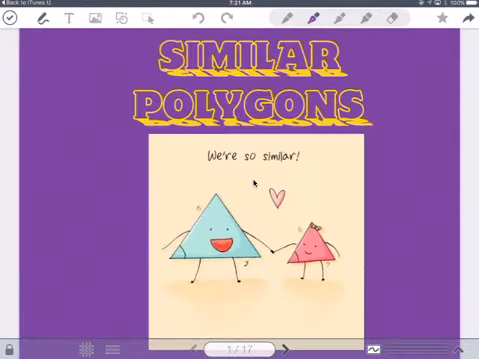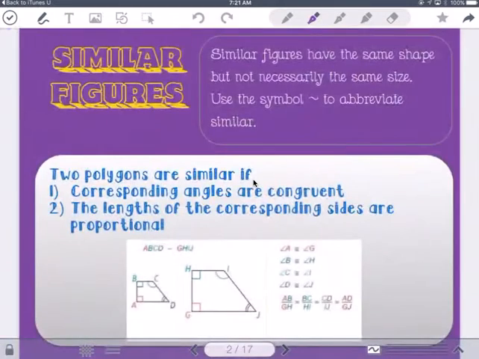Okay, so we're going to be looking at similar polygons today. What similar polygons are is, suppose you have a polygon and you either stretch it or skew it to make it larger or smaller. It's still the same shape, but it's not completely congruent. So similar figures have the same shape, but not necessarily the same size.